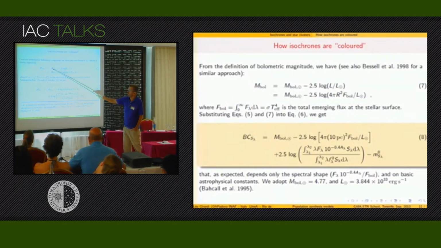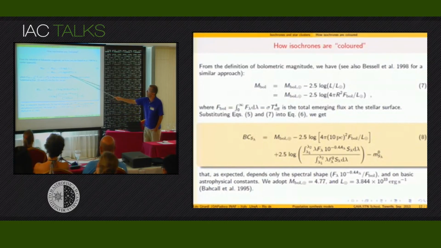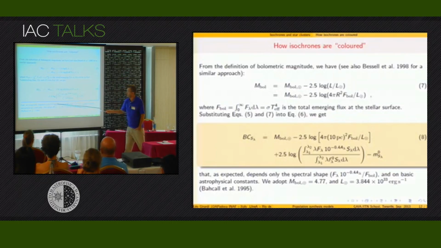So, the bolometric magnitude of the star is given by this equation. It's just, by definition, minus 2.5 logarithm of the luminosity of the star with respect to the sun, corrected by the bolometric magnitude of the sun, which is by definition something like 4.7. You can insert here the luminosity of the star, which is 4π times the square of the radius times the bolometric flux of the star. If you substitute this equation in the previous one, you'll get finally the equation for the bolometric correction for a given filter for a given star at a distance of 10 parsecs.